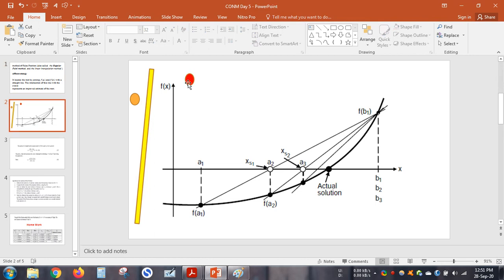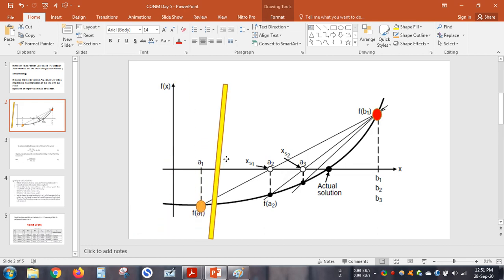Suppose this dark curve is my function f of x, and this is my first value, this is my second value. How have we found this value? We have found it by trial and error method or by some known conditions. After that we will find a straight line joining them. Mathematics has given us the equation to find a straight line through 2 points. Suppose we have 2 known points, we can easily find the straight line, isn't it? With the help of that, we are going to find the equation of the straight line.